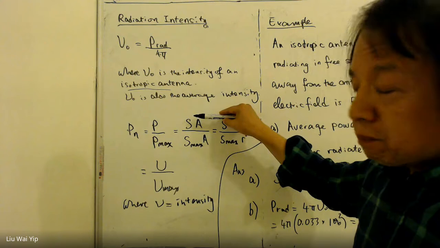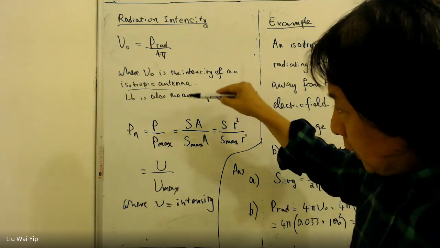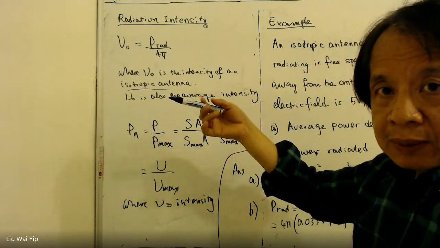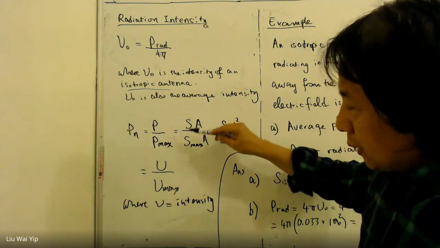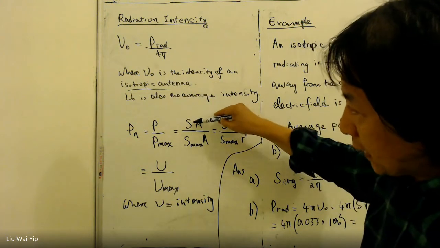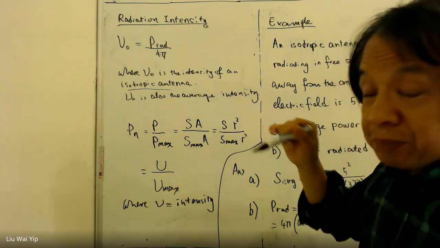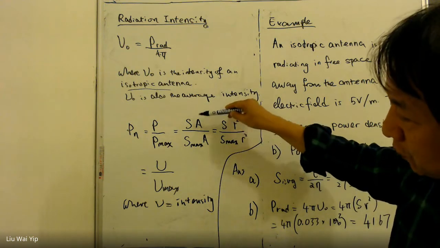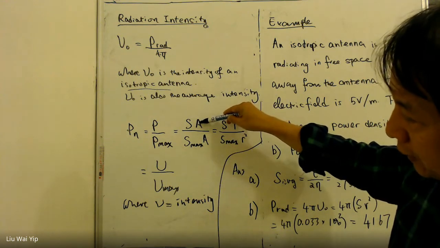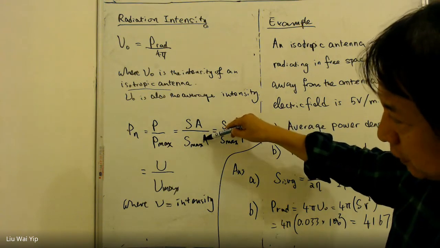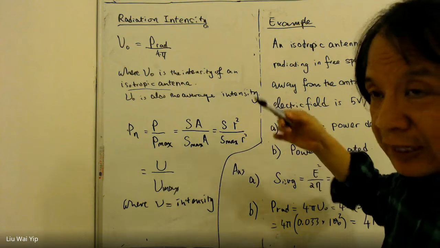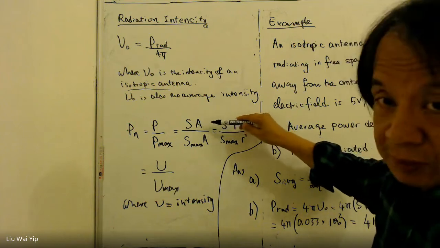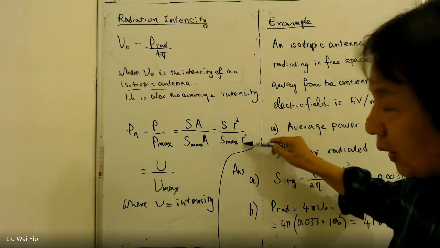From the first chapter, according to Poynting theorem, if S is the power density, S times the area will give you the power. So the so-called normalized power is S times A divided by S maximum times A. By the way, this is just a ratio, and the area on the top and the bottom is the same, so we can cancel them out. By the same token, we can also substitute A with some other number, say R squared.